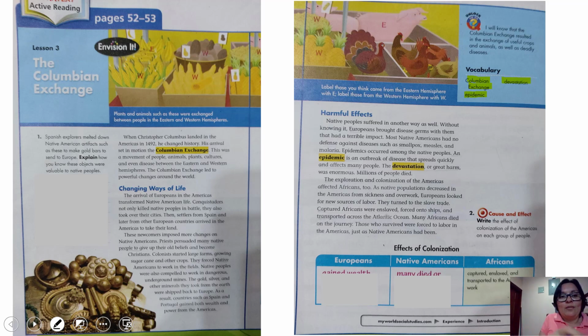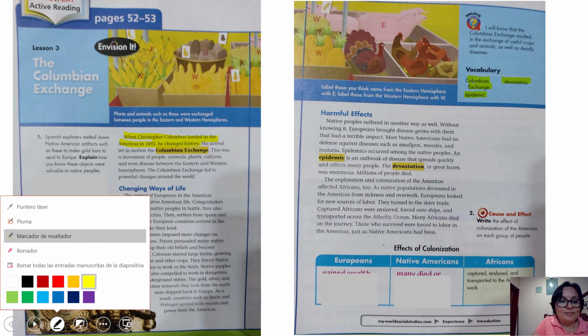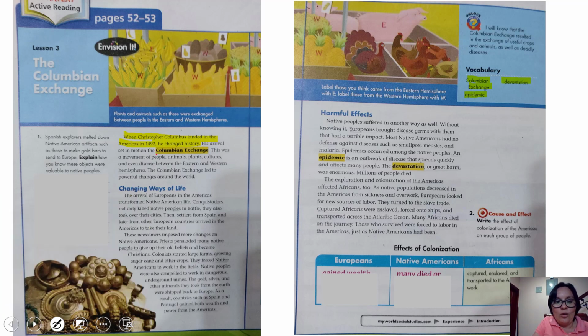When Christopher Columbus, I want you to underline this, landed in the Americas in 1492, he changed history. Why did he change history when he came to the Americas? Because something was put in motion. Something started. Do you know what started? What started was the Columbian Exchange. And what is the Columbian Exchange?